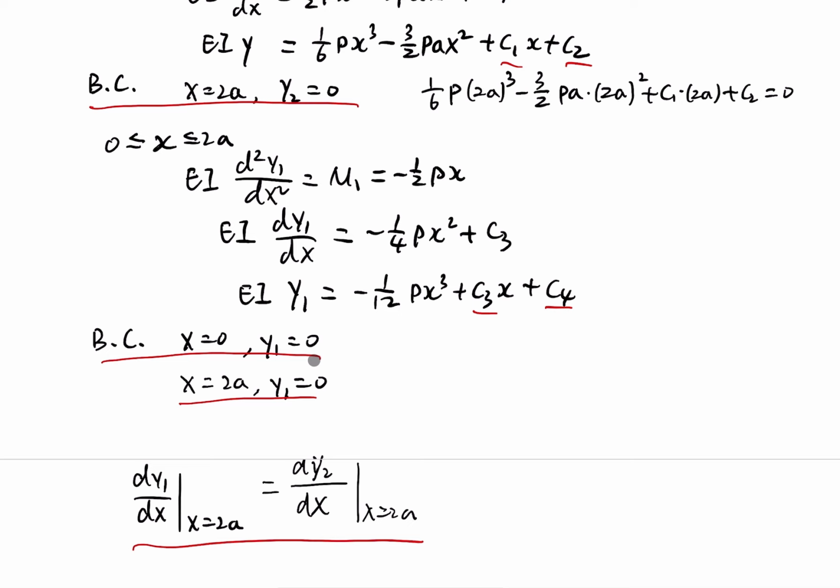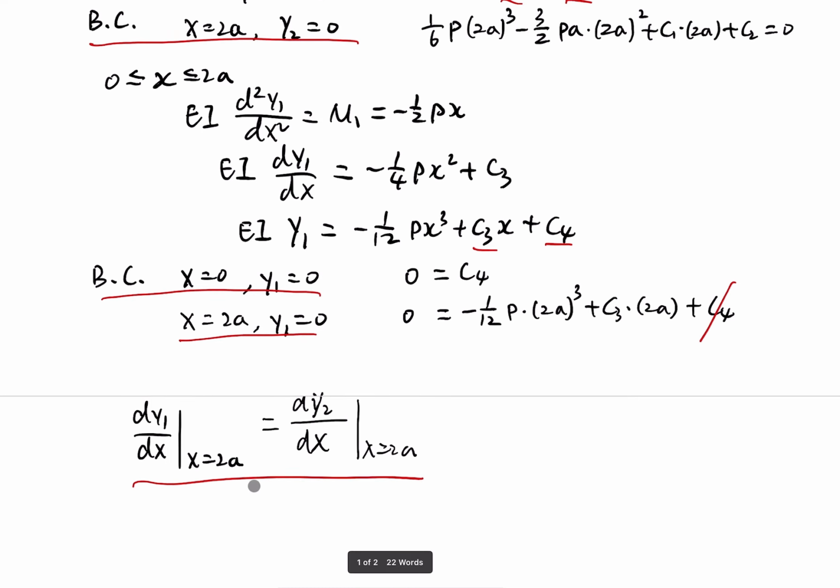So we have y1 at x equals 0 equal to 0. That's c4 equals 0. And then from this boundary condition, x1 equals 0 is equal to 1 over 12 p times 2a cubed plus c4. So c4 is 0, so we can cancel it. So this is two equations. And then the fourth equation is shown here.